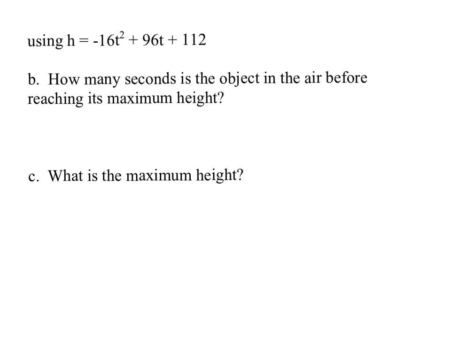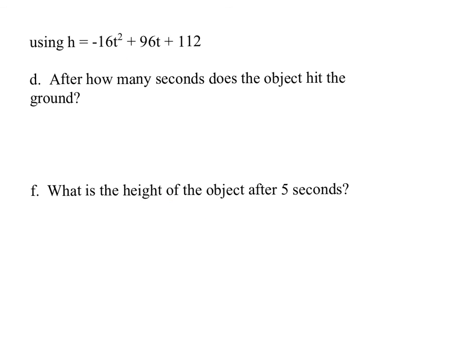All right, after how many seconds is the object in the air before it reaches its maximum height? Well, that's just the x value of our vertex, so that's our t max. It wants the t value at the max, which we found was 3. What is the maximum height? We found 256. After how many seconds does the object hit the ground? 7 seconds. This is the zeros. Hit the ground, think ground, roots. t equals 7.